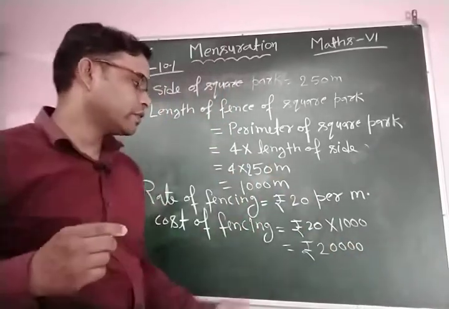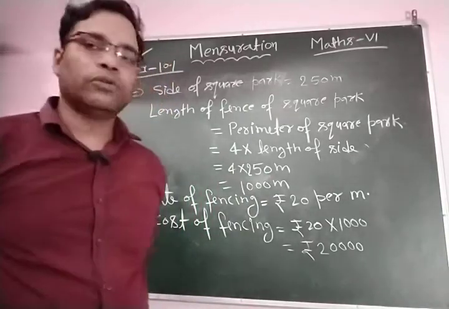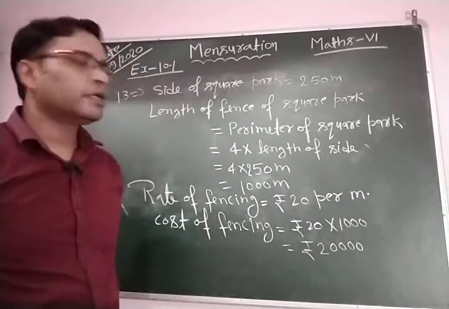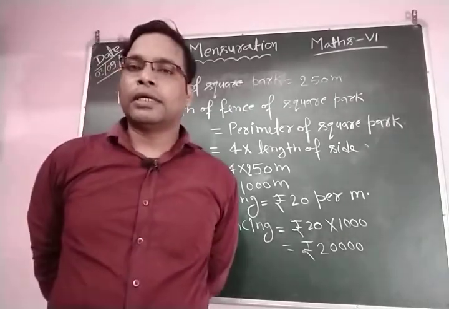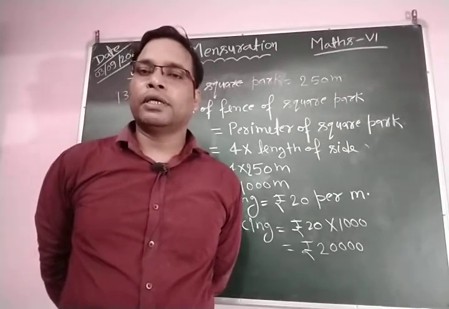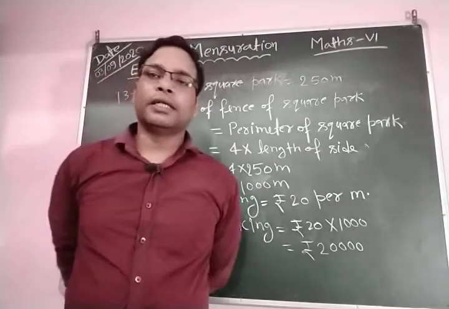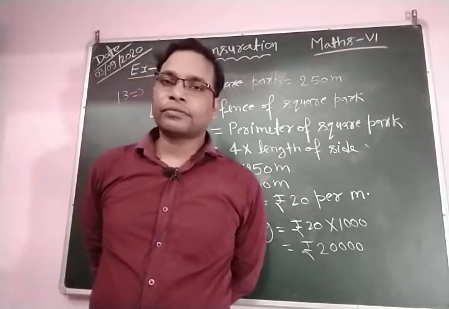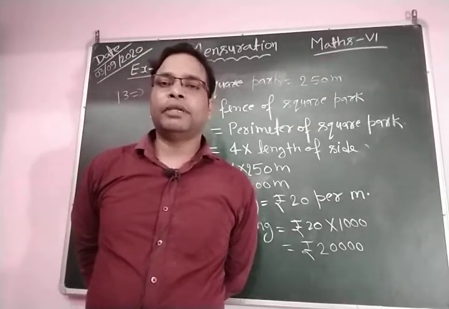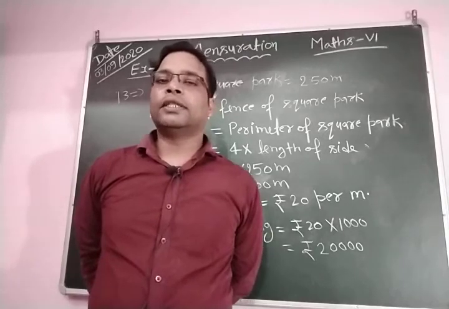Okay, so in this way you can see the cost of fencing is rupees 20,000. In this question, the shape of the park is a square. The side of the square is given, and this is equal to 250 meters. So we find the perimeter of the square park. This is equal to the length of the fence.